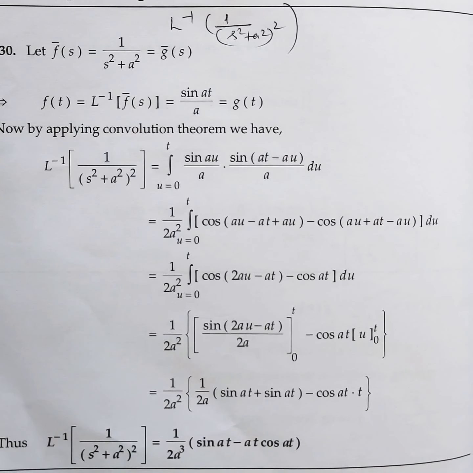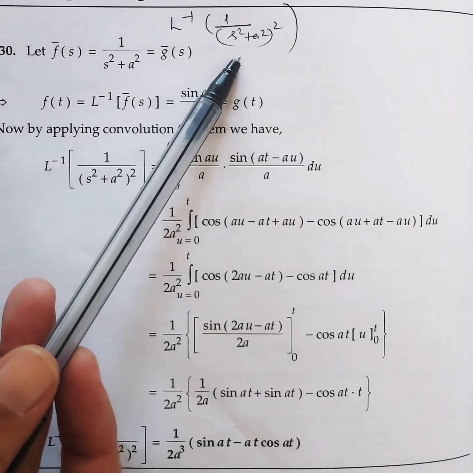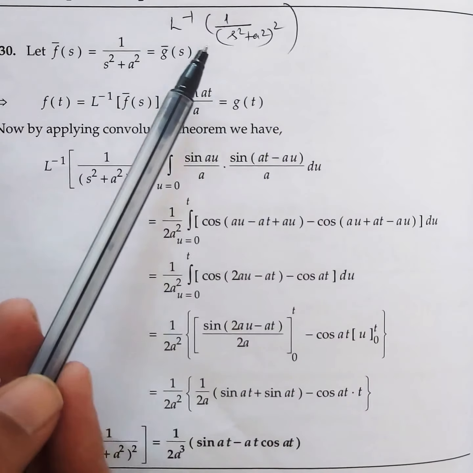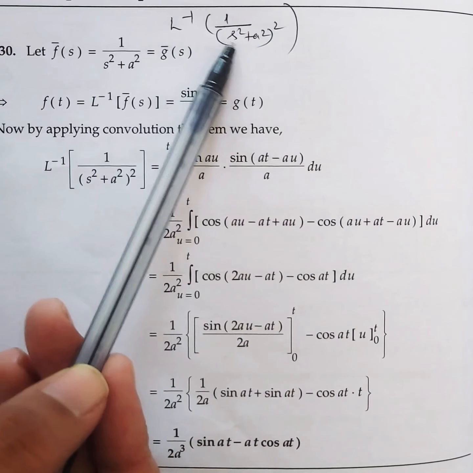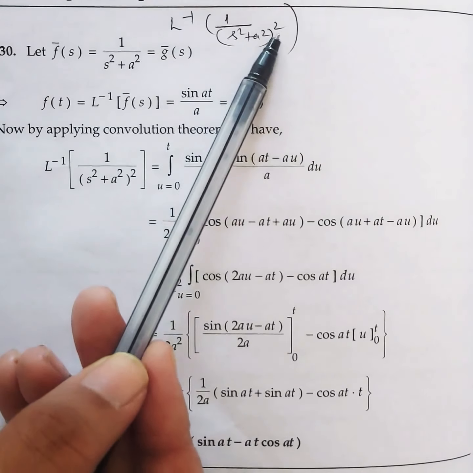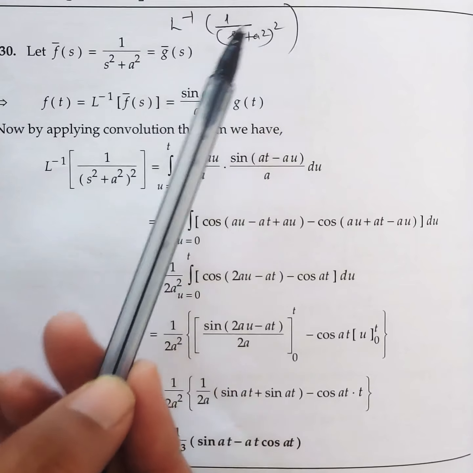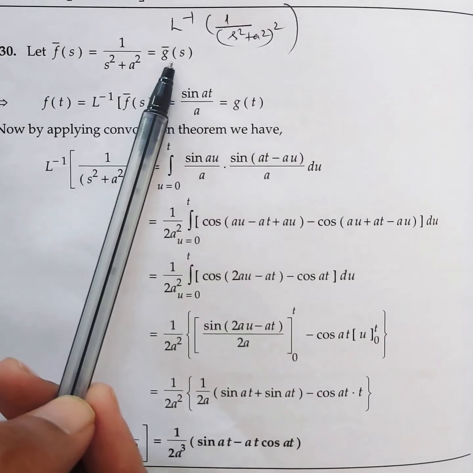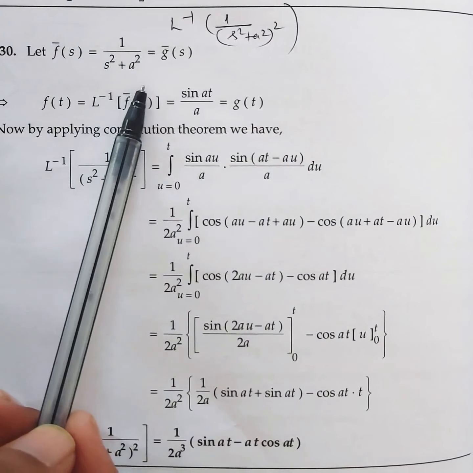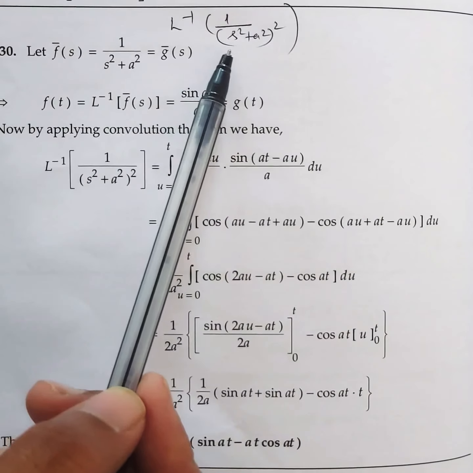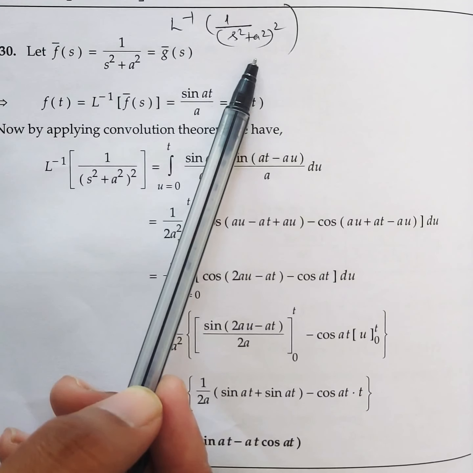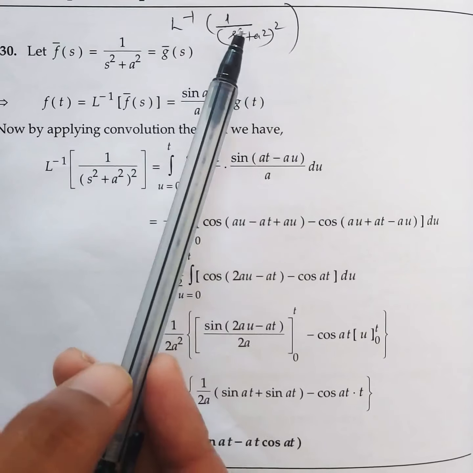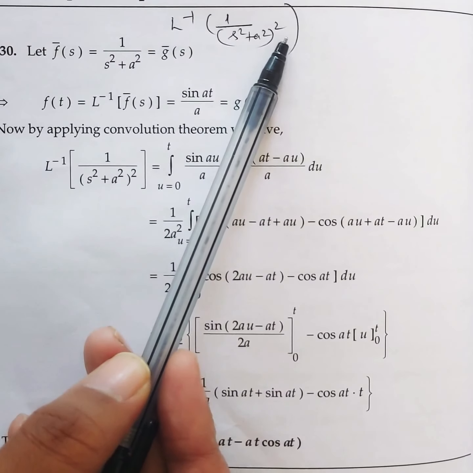If they have given it like that, first I have to split this. What is step 1? Into two functions, that is f bar of s into g bar of s. I told you clearly, in your formula we have s square plus a square in the denominator, not the whole square, correct? So I am going to split this. F bar of s is 1 by s square plus a square, and g bar of s is also 1 by s square plus a square. So I can write it as f bar of s into g bar of s: 1 by s square plus a square into 1 by s square plus a square is equal to 1 by (s square plus a square) the whole square.